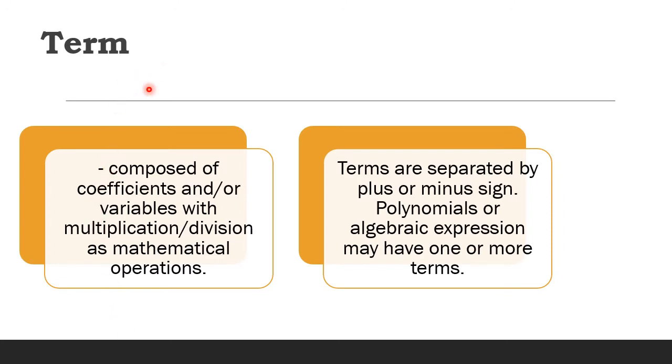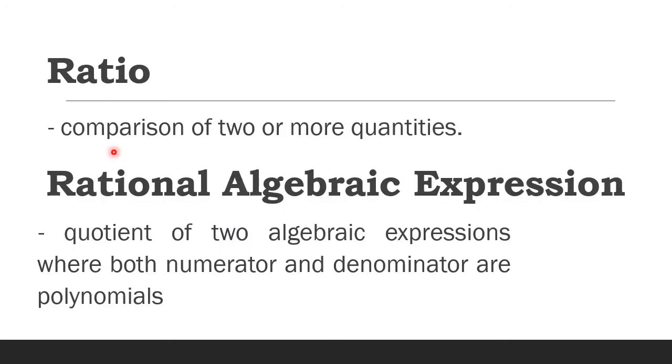When we say term, it is composed of coefficients and or variables with multiplication or division as mathematical operations. Pag sinabing coefficient, yun yung mga number. Pag sinabing variable, yun yung mga letters na ginagamit natin sa pagsusulat ng term. Terms are separated by plus or minus sign. Polynomials or algebraic expression may have one or more terms. Ratio. It is a comparison of two or more quantities.